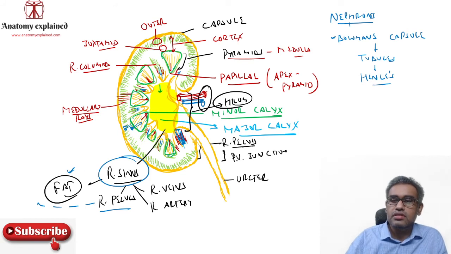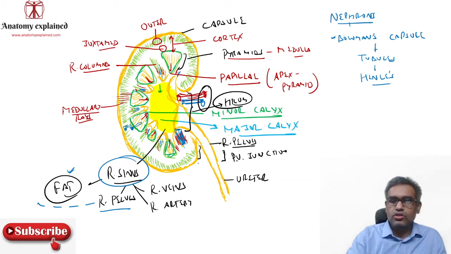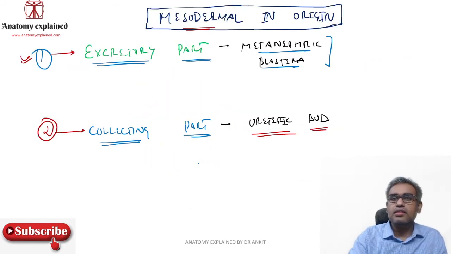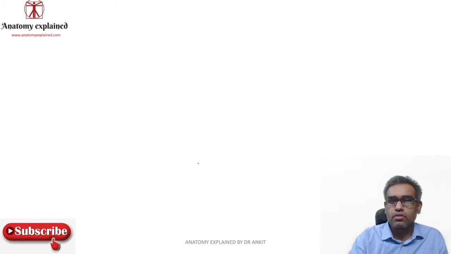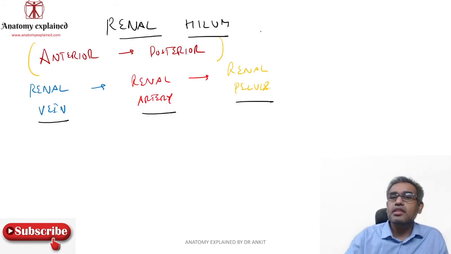And where does the pelvis normally continue into the ureter? Normally it is extra renal, outside the kidney, around the lower pole, or you can say the inferior part of the medial border of the kidney. Okay, so these were the two parts of the kidney and how they function. And now, subsequently, the arrangement of structures in the renal hilum.